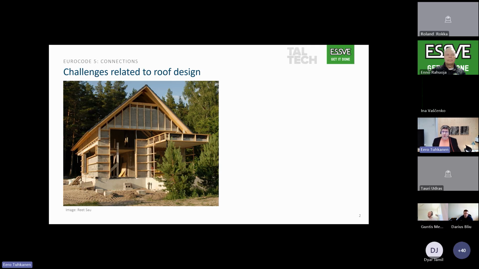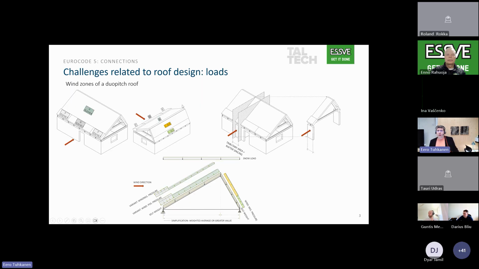Before I go to the connection itself, I will go through some challenges related to roof design. When I work with students and with engineers, I can see that it is sometimes challenging to find the loads on the roof.